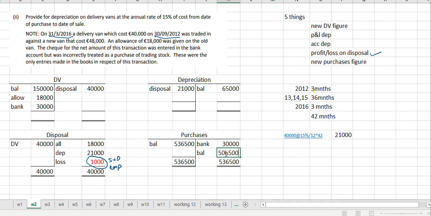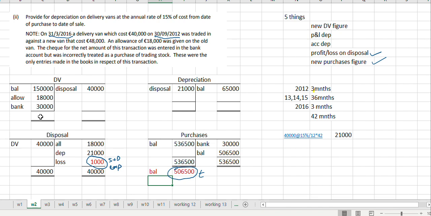506,500. So it's brought down here. Balance 506,500. So again, where will that go? That will go in, I'm going to circle it, the trading account. That's our second figure, the purchases figure. The third figure we're able to work out now is the new delivery vans figure.